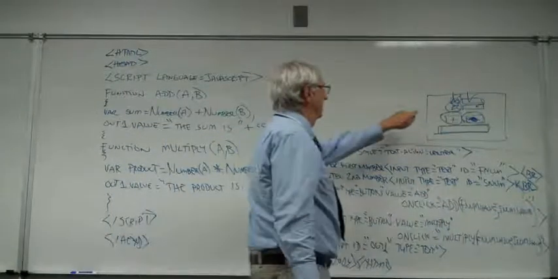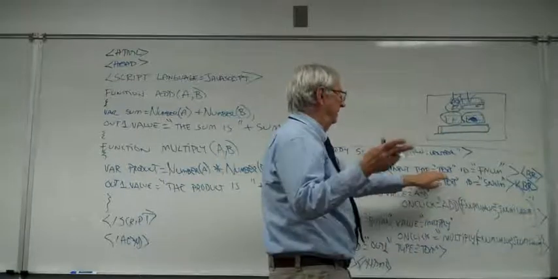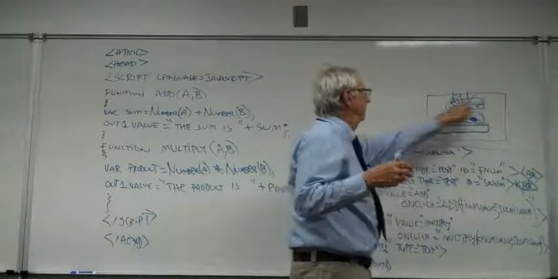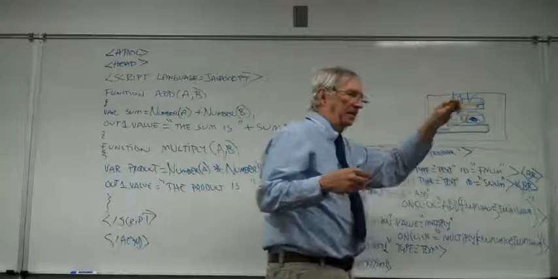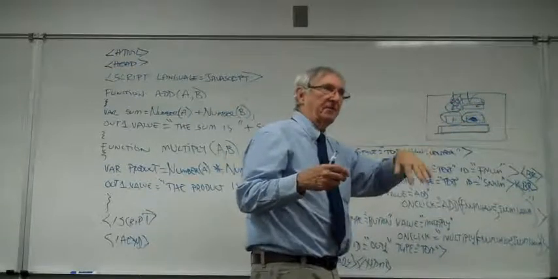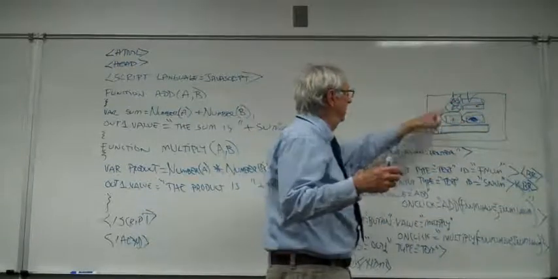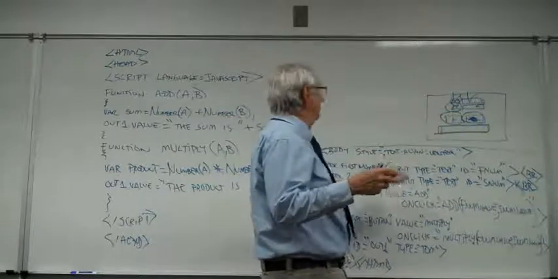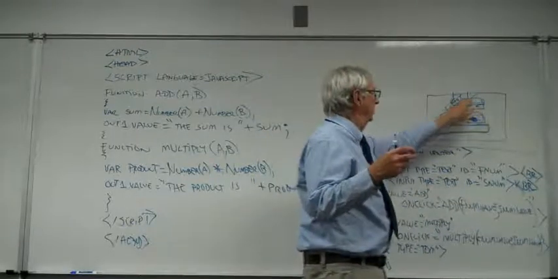It says enter first number right here. So you type in some number, type in 3. Now you can hit the tab, it'll drop down to the next entry point. This says type in the second number. So you type in 4. So you typed in 3 and 4.